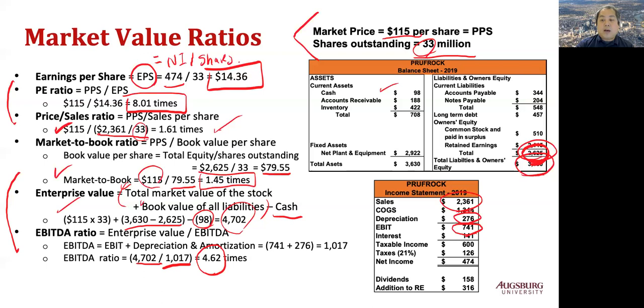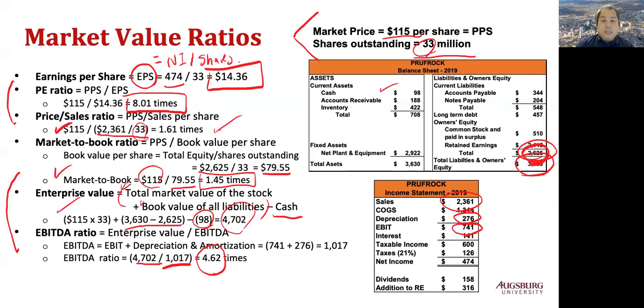This ratio provides the ratio of the value of operating assets over operating cash flow. Similar to the interpretation of the PE ratio, the EBITDA ratio provides a price for a dollar of operating cash flow.